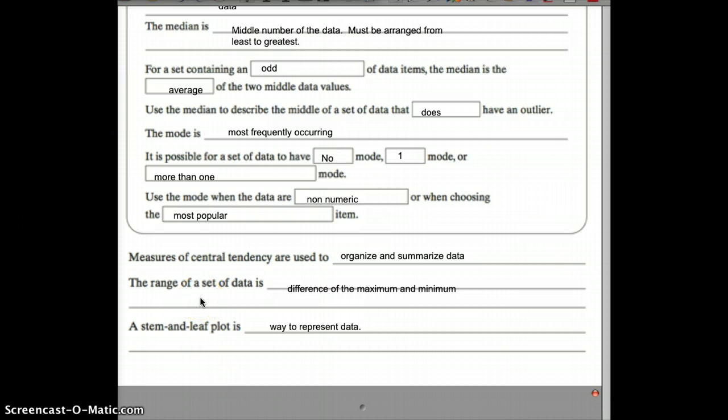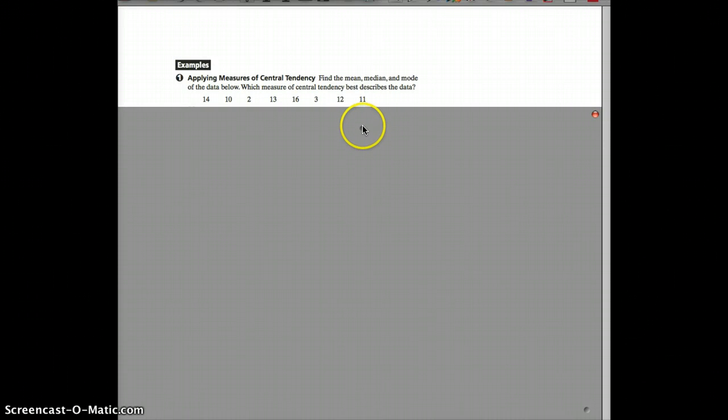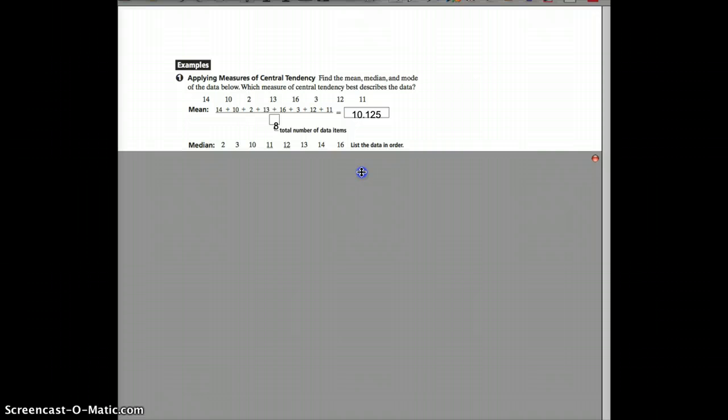If you need to take a minute, go ahead and pause while you copy down these definitions and take some notes on that information. Moving on, applying measures of central tendency. So we need to find the mean, median, and mode of the data, and which best describes the data here. So we have some numbers, and we're going to find the mean first. We add up the numbers, and then we divide by the number of numbers.